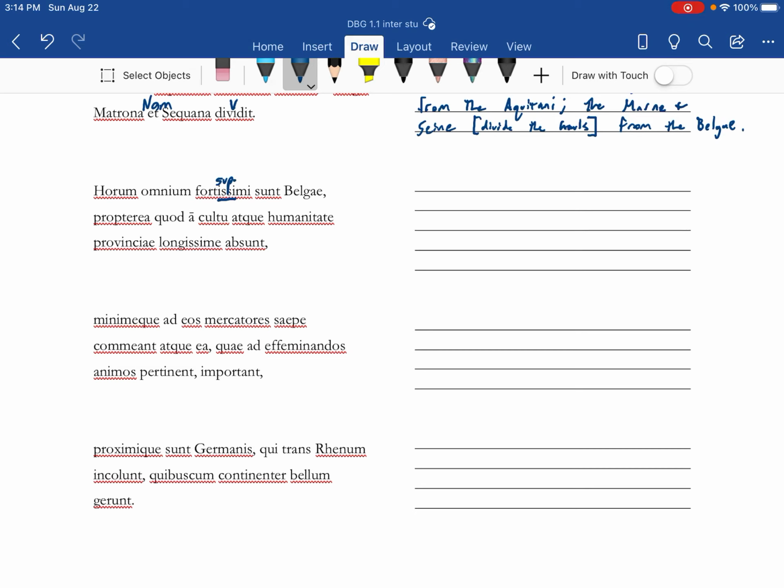All right, so we got some superlative action there. And it's describing the Belgae. We have partitive genitive going on right there. So, fortissimi, the bravest of all these are the Belgae. And this all just combos into one word, because.